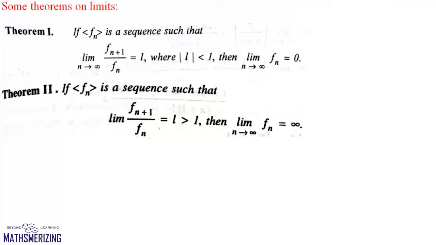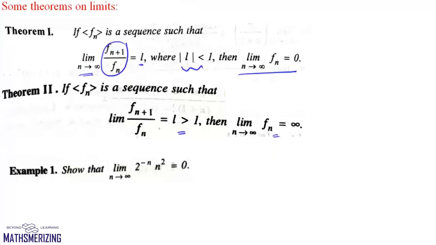Now there are some theorems which we can use while solving some limits. It says, if fn is a sequence such that the limit as n tends to infinity of fn+1 upon fn is equal to L, where mod L is less than 1, then the limit as n tends to infinity of fn will be 0. And if this L is greater than 1, then in that case, fn diverges to infinity.